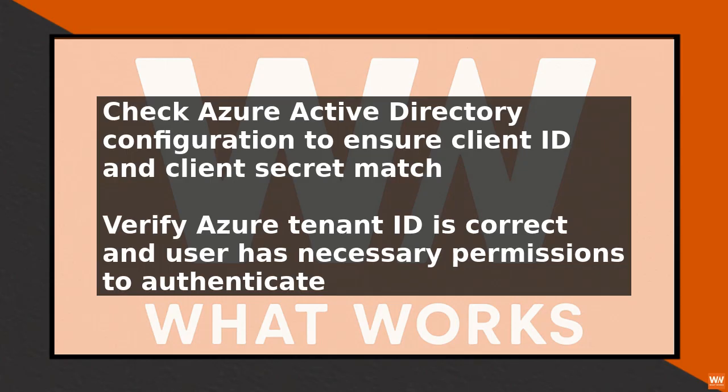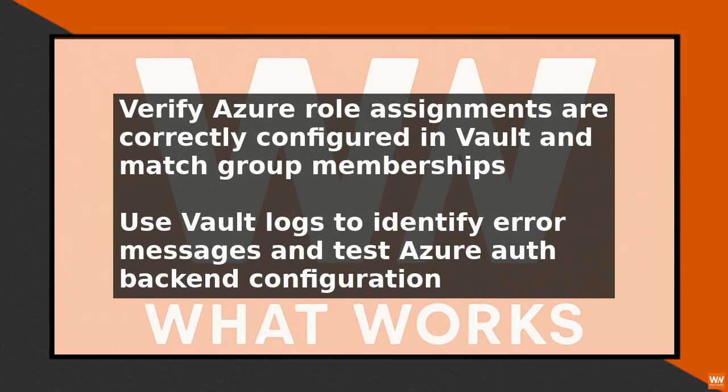To troubleshoot authentication issues, use the Vault logs to identify any error messages. The logs can provide valuable information about the authentication flow and help identify the root cause of the issue. You can also use the Vault CLI command to test the Azure Auth backend configuration.